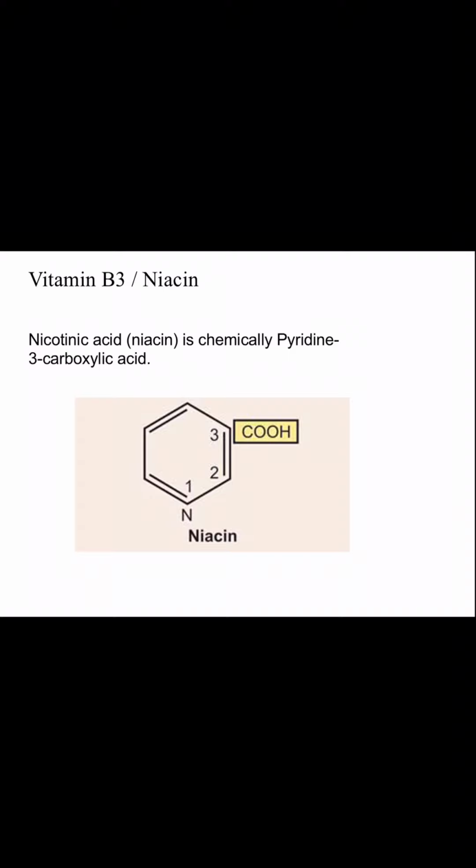Today we'll be studying vitamin B3, which is also known as niacin. Chemically, niacin is pyridine 3 carboxylic acid. This means this is a pyridine ring, and in position 3 you have a carboxylic group attached to it. This is the chemical structure of niacin.